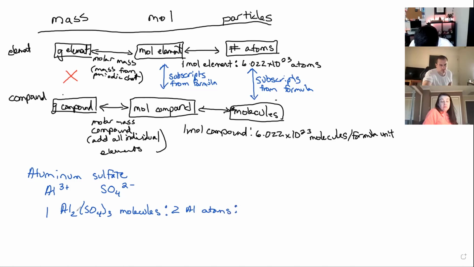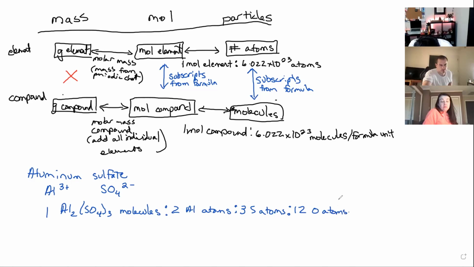How many sulfur atoms do I get? Well, sulfur's sitting here. There's one of them, but outside the parenthesis, there's a 3. So a total of 3 sulfur atoms. How many oxygen atoms do I get? Well, there's 4 within the parentheses and 3 outside for a total of 12. So I get 12 oxygen atoms.